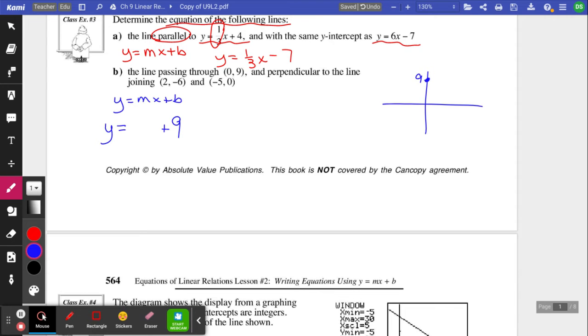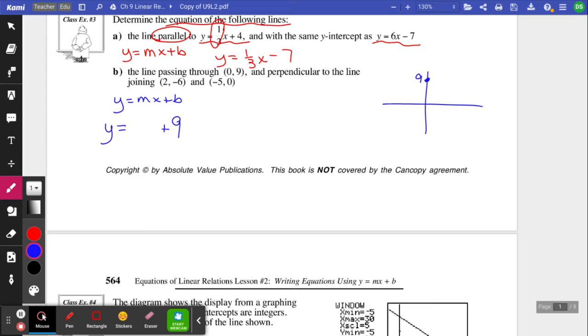Read again. Determine the equation of the line passing through the point (0, 9). Did that. It's perpendicular to the line joining these two points. What do we have left to fill into our equation? Slope. We don't have the slope. What did they give us? Two other points. So what would be useful? How would we do this, Kylie? Go find the slope of these two points. That might be useful. Let's go find the slope of this line. It's not ours, but let's find the slope of this one.